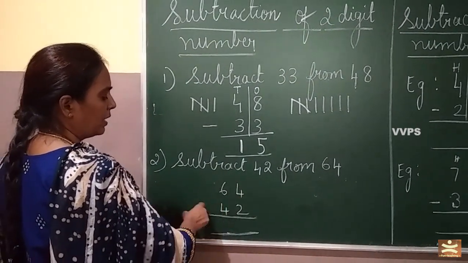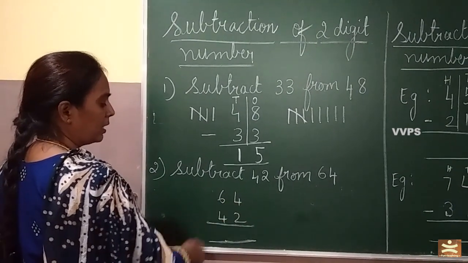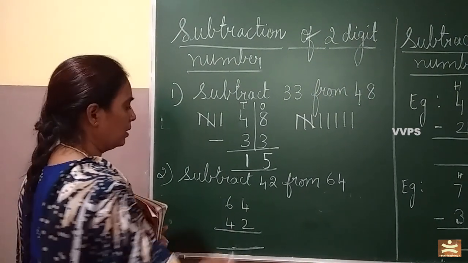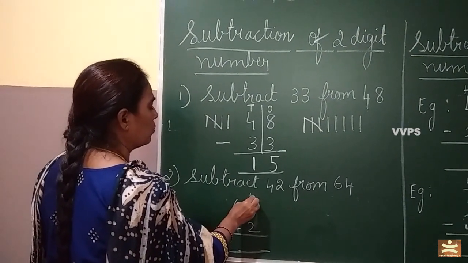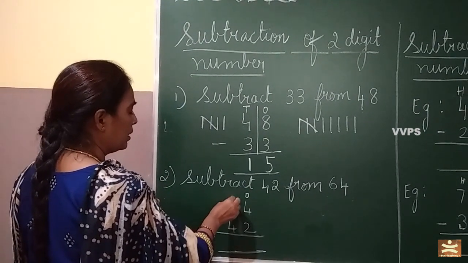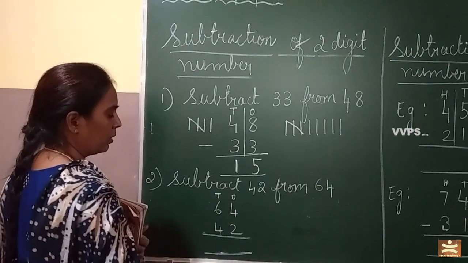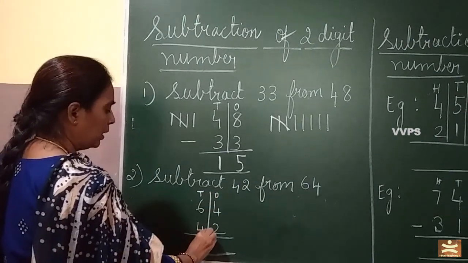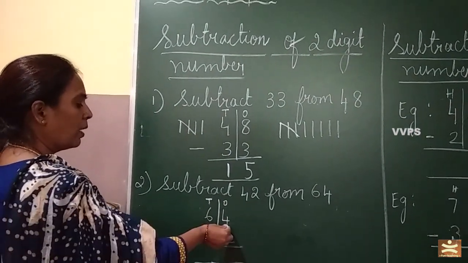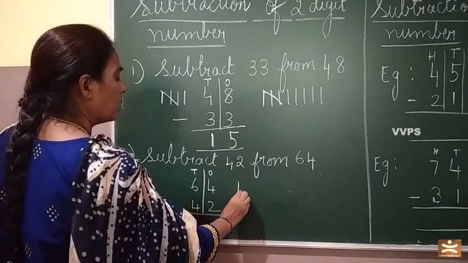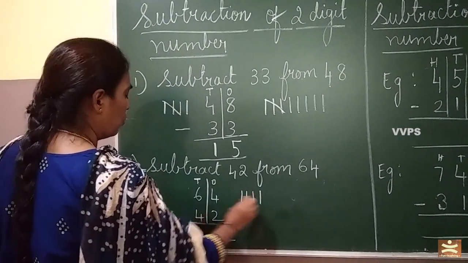Exactly below this, don't write here and there, children, it should be exactly correct. So what you have to do first, write the place value. So 4 is in ones place here and this 6 is in tens place. Don't forget to write this, children, okay, it's very important. Then draw the line in it. So here you have 4. So 1, 2, 3, 4.